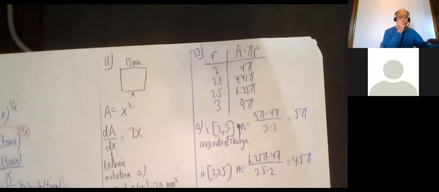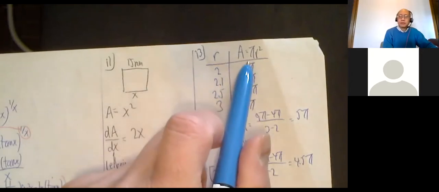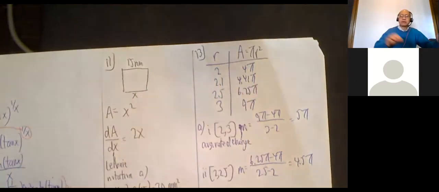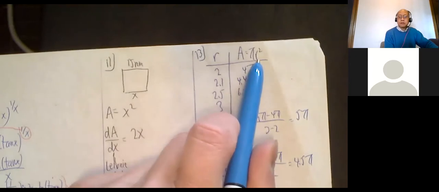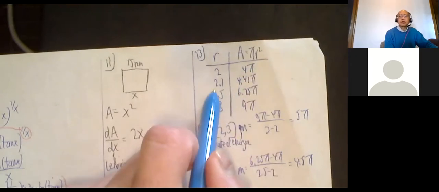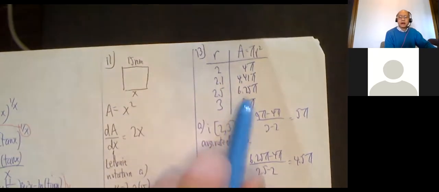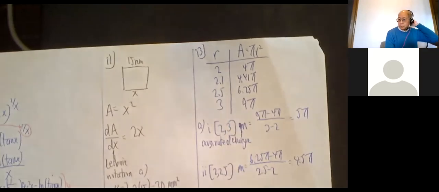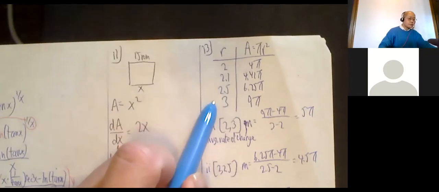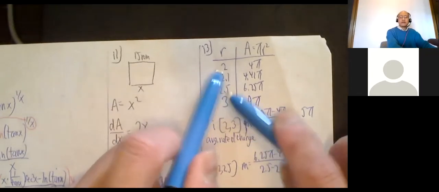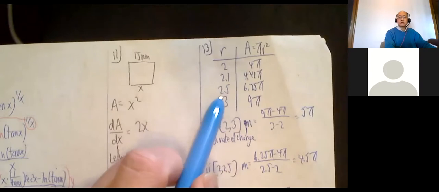Right. So I made myself a little table here. R and area is pi r squared, right? In this case, it's easier to just leave it as pi. Don't type in 3.14 or whatever. So radius is 2, 4 pi. 2.1, 4.41 pi. 2.5, 6.25 pi. 3, 9 pi. Okay. Now you say, where did you get these numbers from? Those are the numbers they told me to. They said go from 2 to 3, 2 to 2.5, 2 to 2.1. So I needed the y coordinates for each of these, right?